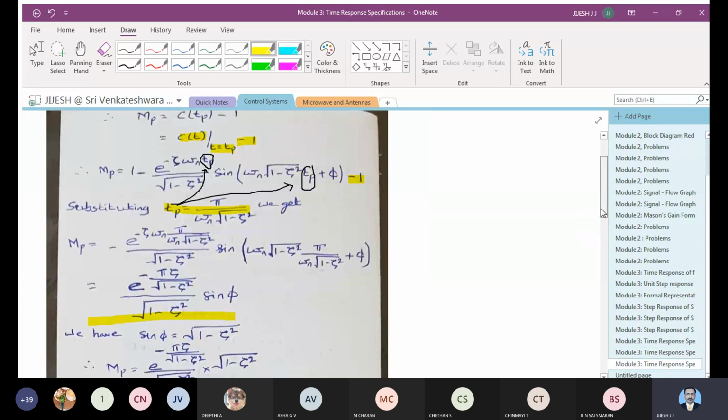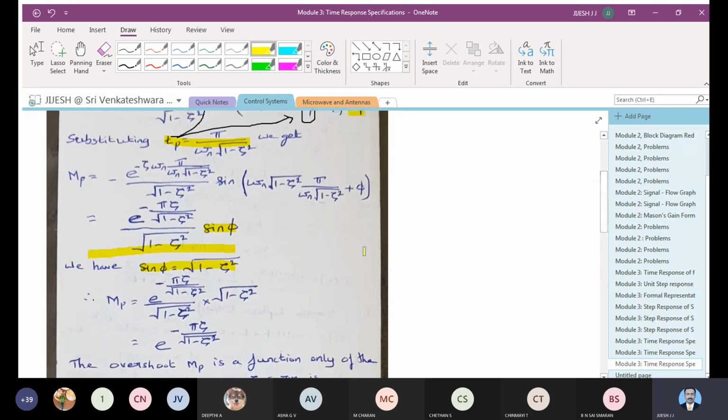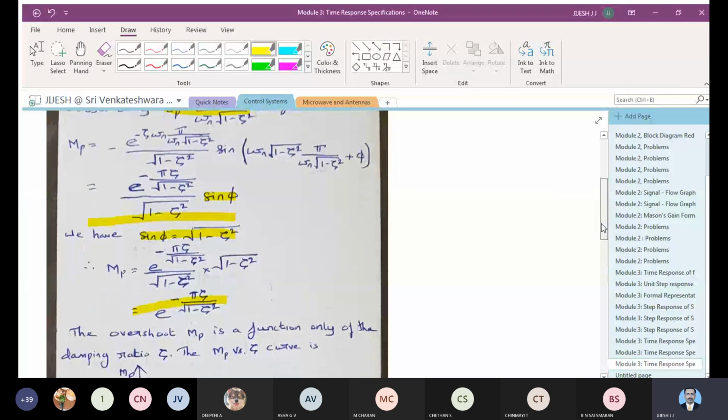So we can see that sine phi is equal to root of 1 minus zeta square. So I am just going to replace sine phi as root of 1 minus zeta square. So you can substitute and cancel the terms. So finally, you will be ending up with the equation for Mp, that is the maximum overshoot, as e to the power of minus pi zeta divided by root of 1 minus zeta square. So this is what you will get.